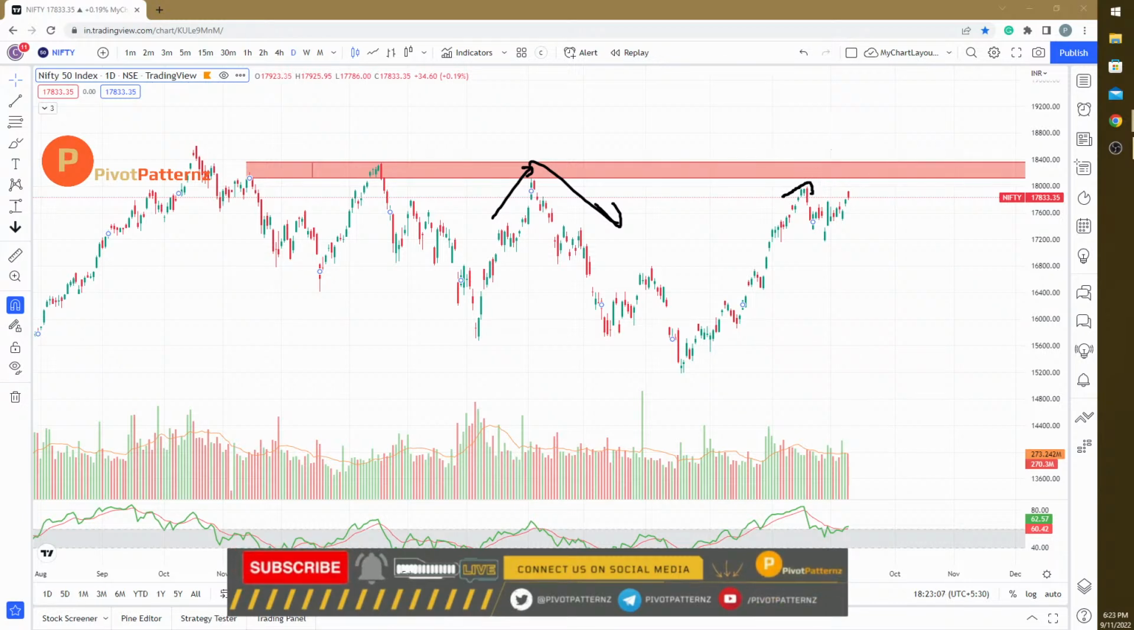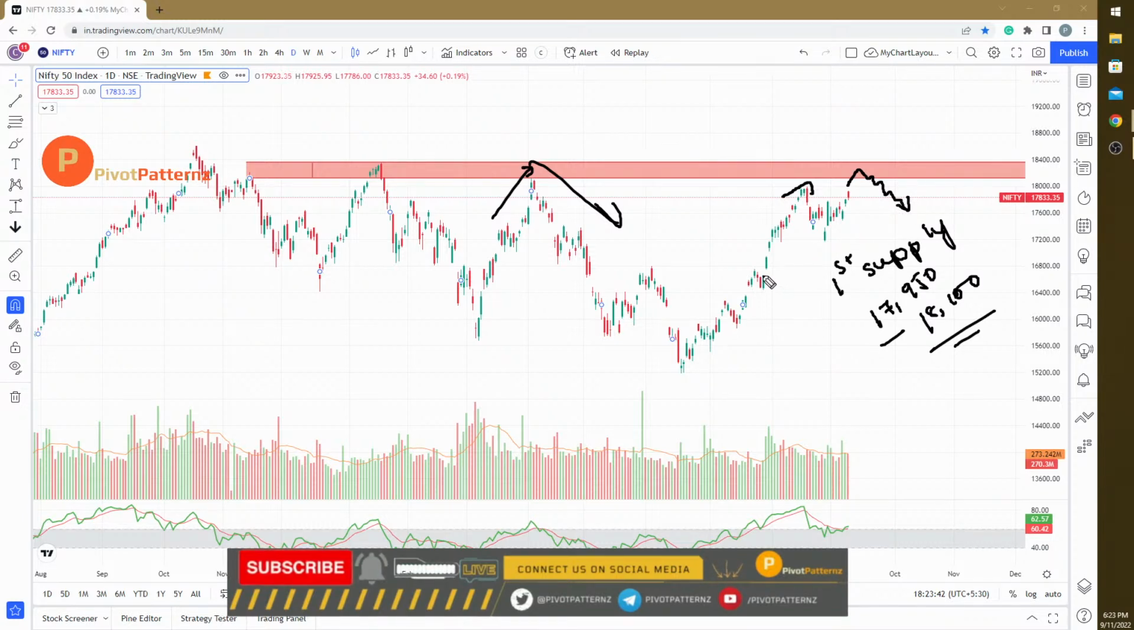So what is the important level for Nifty? If you go to the chart, I have clearly said that the first hurdle for Nifty would be 17,950 to 18,100. That is the first supply zone for Nifty. So if Nifty approaches there, there can be a small amount of correction.